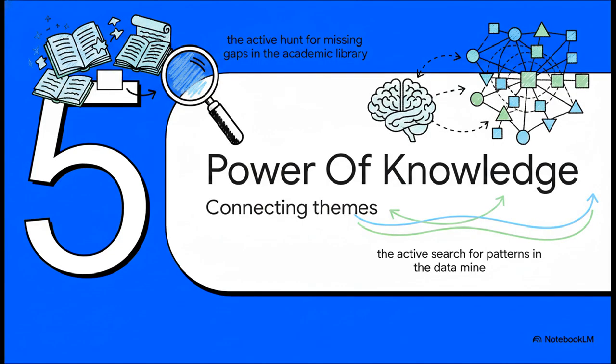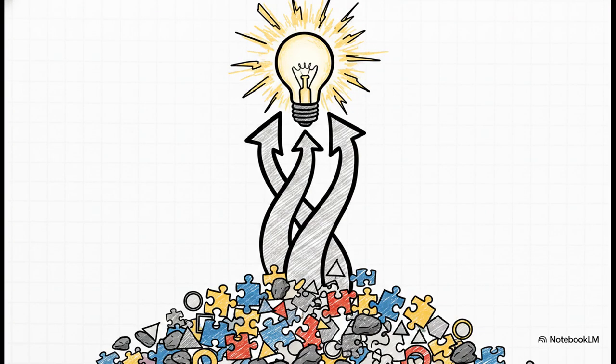Finally, Section 5, the power of active knowledge, connecting the themes. All right, it's time to tie our two big discovery themes together. We've got the active hunt for missing gaps in the library and the active search for patterns in the data mine. The absolutely crucial word to remember here is active. Active mathematical learning models generate predictions and interpretations that represent completely new knowledge. This is way different from passive statistical validation, where you're just sort of checking a top-down hypothesis.